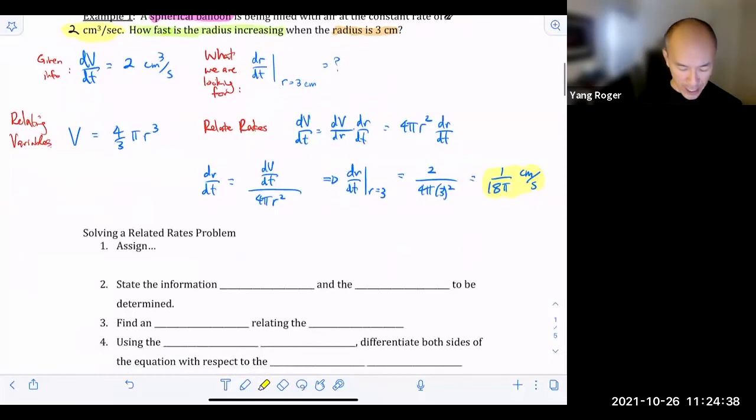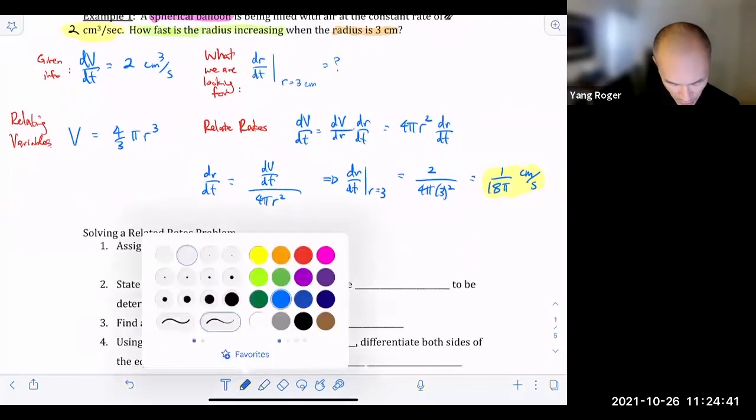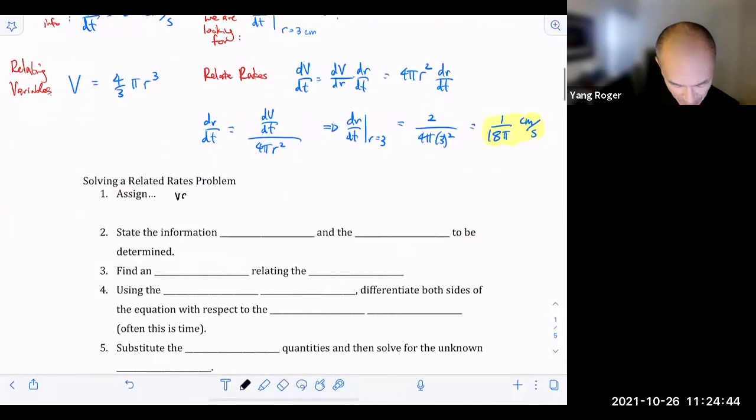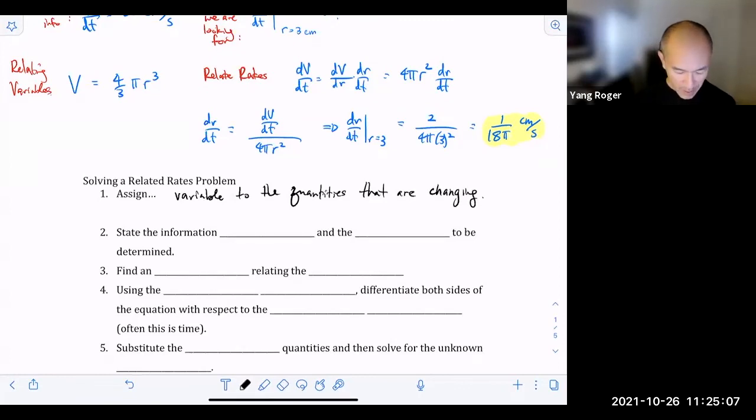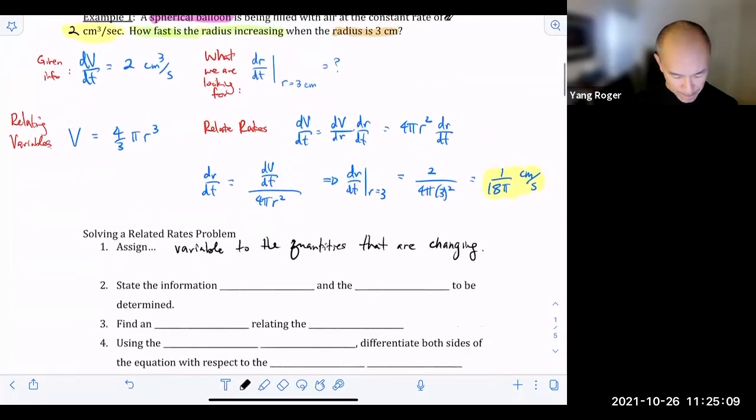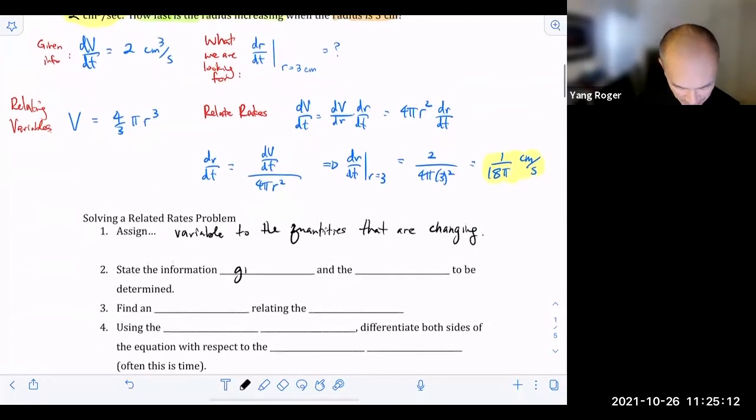So let's break down our process now. Our process was, first we assign variables to the quantities that are changing. Oh, it's unreadable. Okay. The next thing we do is we state the information given and the rate to be determined.